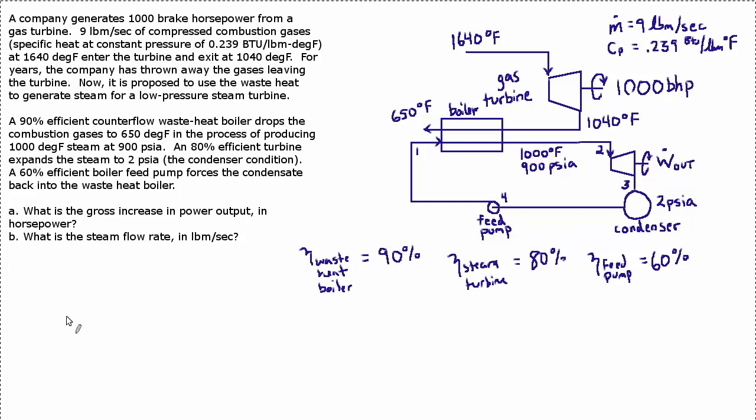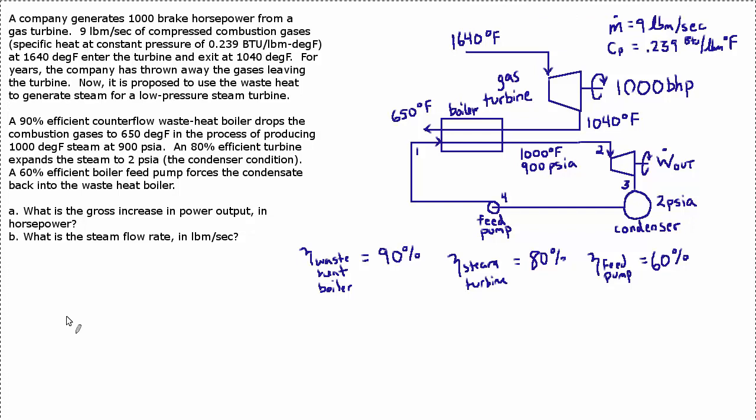A company generates 1,000 brake horsepower from a gas turbine, 9 pounds per second of compressed combustion gases, specific heat at constant pressure of 0.239 BTU per pound degrees Fahrenheit. At 1640 degrees Fahrenheit, they enter the turbine and exit at 1040 degrees Fahrenheit. For years, the company has thrown away the gases leaving the turbine. Now it is proposed to use the waste heat to generate steam for a low-pressure steam turbine.